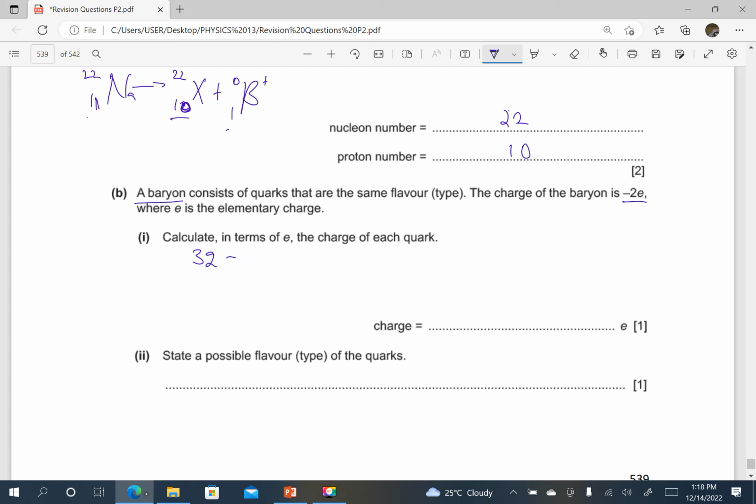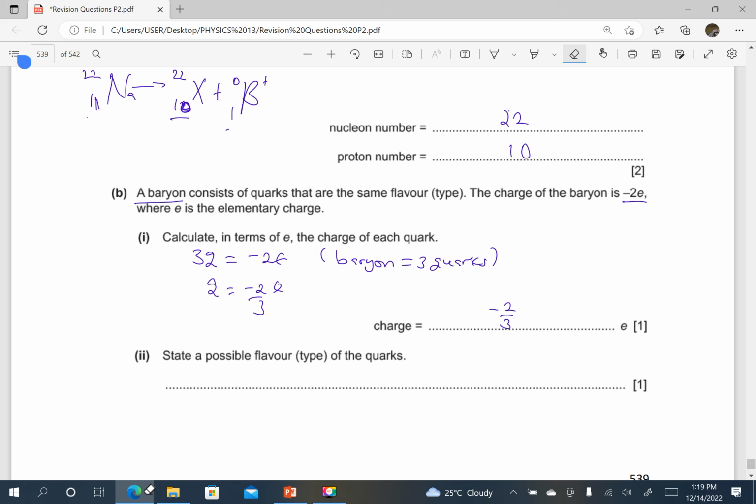So 3 quarks should give us -2e. So that means the charge of 1 quark is -2e over 3. Note that a baryon equals 3 quarks. It's a particle which has 3 quarks. That is a baryon. If they are the same type, then they have the same charge. So the charge of each quark is -2 over 3e, or the e is already there, -2/3.